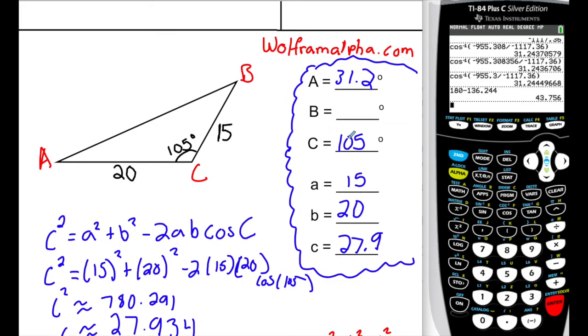So I'm going to report 43.8. You'll notice that these add up to 180 because this is 74. So 74 plus 105, just the whole numbers, is 179. And these kick in another whole angle for 180. And this is our final solved triangle. So we say A is 31.2, B is 43.8, C is 105, a is 15, b is 20, c is 27.9. Remember that you could have gotten a slightly different answer if you solved for big B and then did a similar method to solve for big A. But little c, there's only one way to do that, and that's the law of cosines.